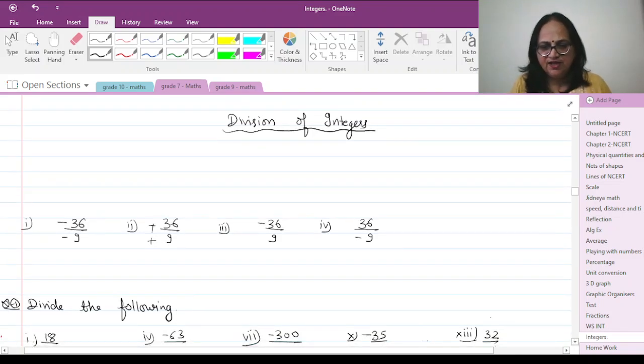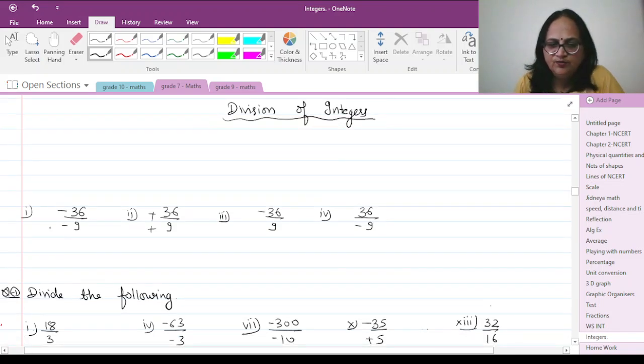I will just explain with the help of some examples. If I have minus 36 upon minus 9, both the numbers are negative, so my answer will be positive. So my answer is positive 4, because 9 4s are 36. If both the numbers are positive, numerator and denominator, again my answer will be positive.